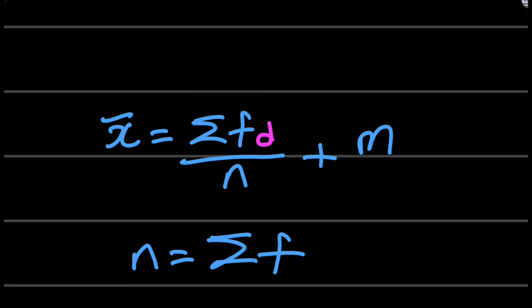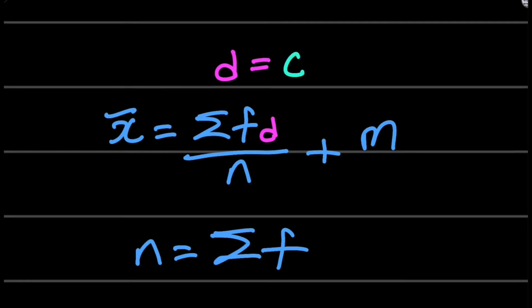But before we go to the example, there is another formula inside this formula. That is the formula for d. D has its own formula. The formula for d is c minus m. This d we are referring to is the d from this fd.